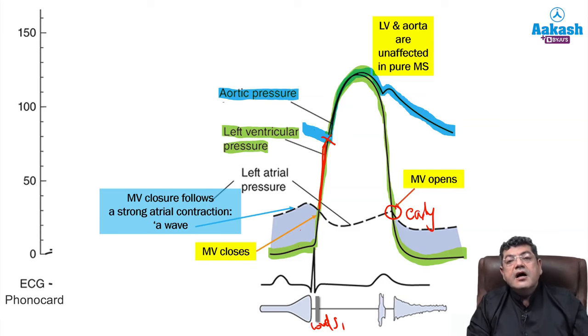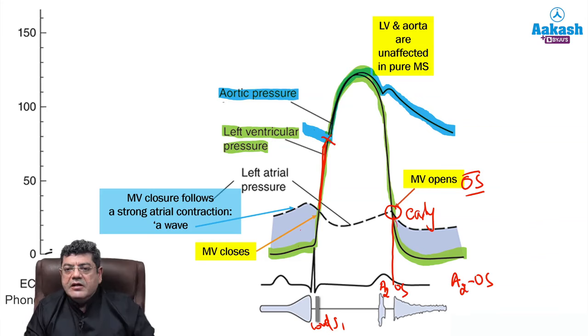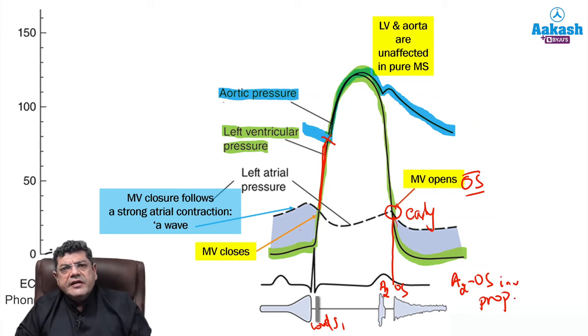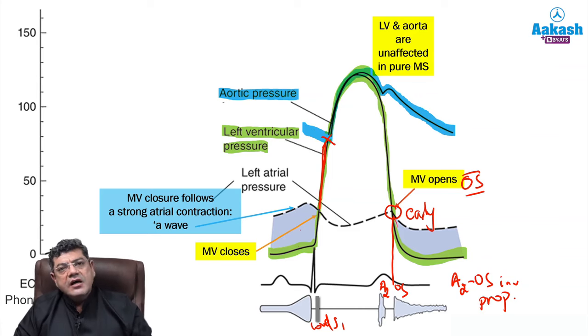It opens early. The higher the left atrial pressure, the earlier it's going to open, right? And this sound can be heard as an opening snap. Which is why they say that the A2-OS gap interval is inversely proportional to the severity of mitral stenosis. It will open earlier. The A2-OS interval will be shorter if left atrial pressures are higher.